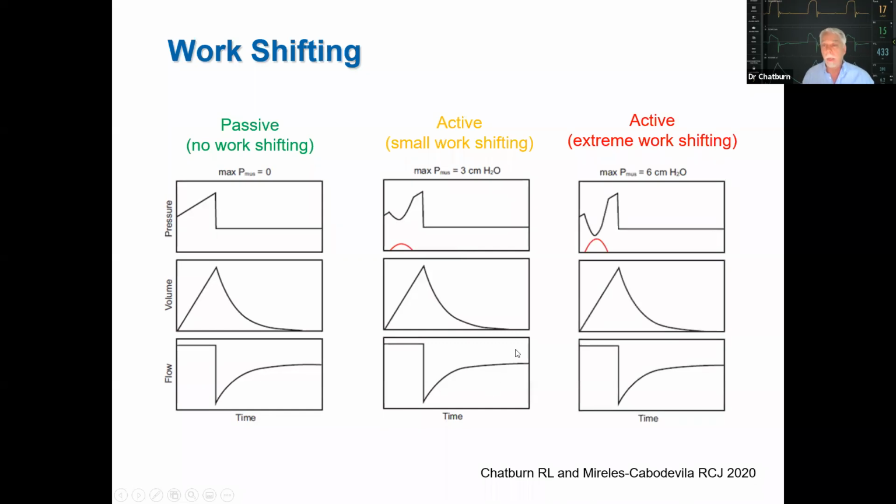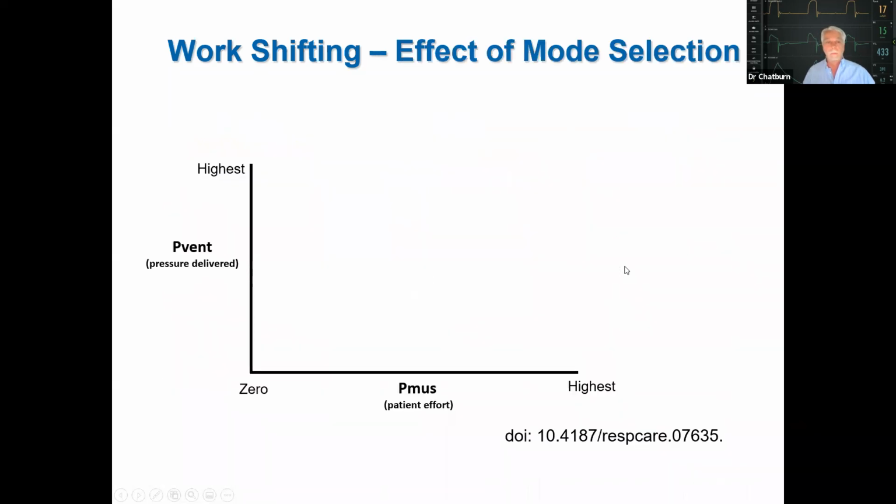And the extreme case of this is sometimes called flow starvation, right? So you can actually see sometimes when the airway pressure drops even below baseline pressure. And then, as a matter of fact, during that brief period of time, the patient is actually doing work on the ventilator. This is not a situation that you want to see clinically. Now, work shifting, the degree to which it happens, is highly affected by the mode of ventilation that you choose for the patient.